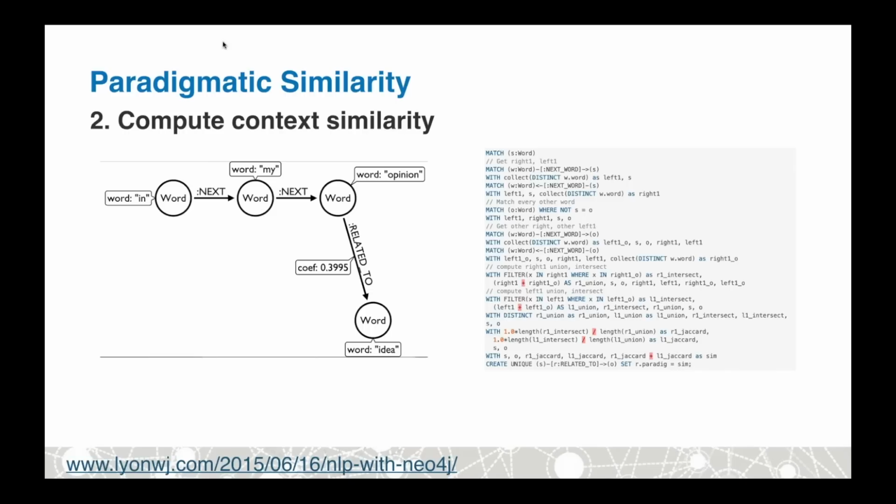And then because this is a graph, it's very easy to evolve our data model. So we're going to now create this related to relationship between words that have some context similarity, and we're going to store the coefficient of that similarity as a property on the relationship. So we've evolved our model a little bit. So here we see between the words opinion and idea, we have some concept of related to, and we have some similarity score for those two words.